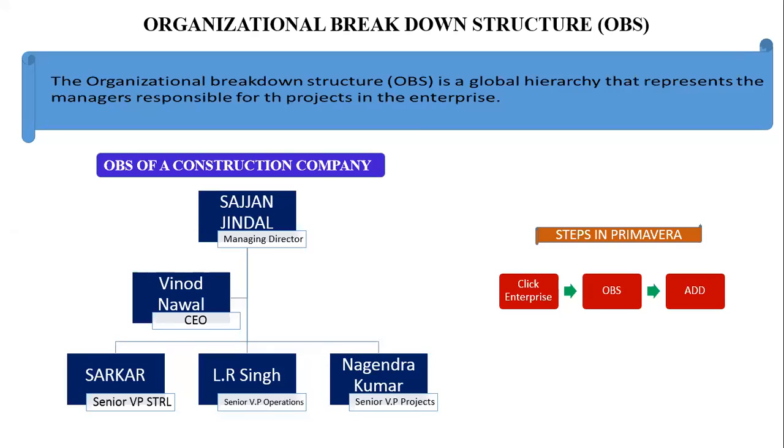We need to represent this organization breakdown structure in Primavera initially, because we have to assign the responsible managers for each task and each project. Do you know the purpose of this organizational breakdown structure? We are just here to assign responsible managers and responsible persons for the activities or projects. Got it?